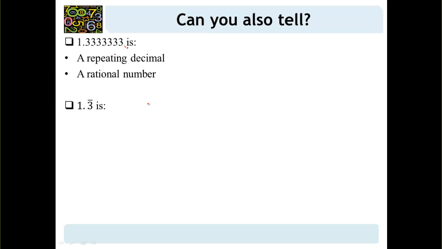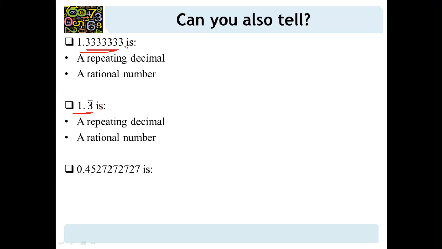The next one, 1.3 with a bar above the 3. Now, this and this means the same thing. This thing you see like a bar is what we call the vinculum sign. If you know that 3 keeps repeating, you just put that vinculum above it. It's the horizontal line you place above it. It's a repeating decimal and it's a rational number.